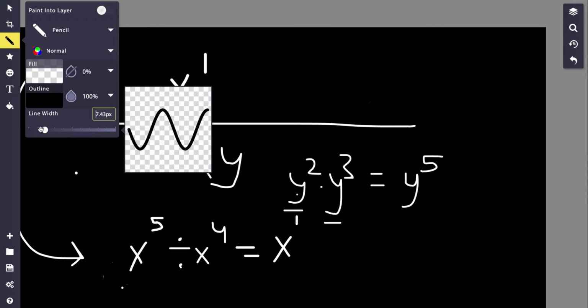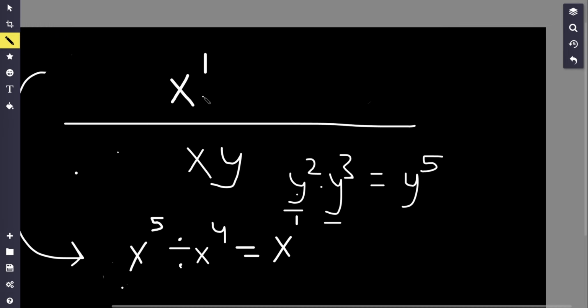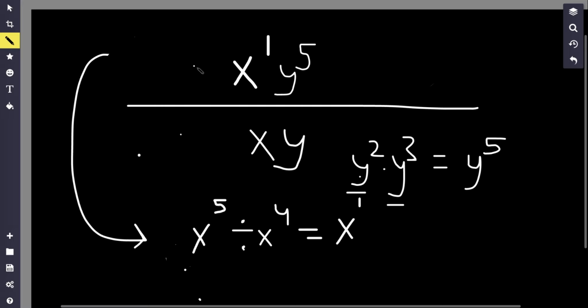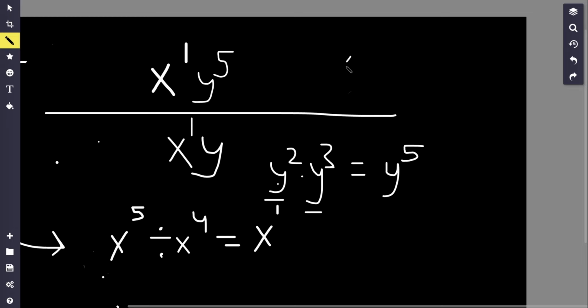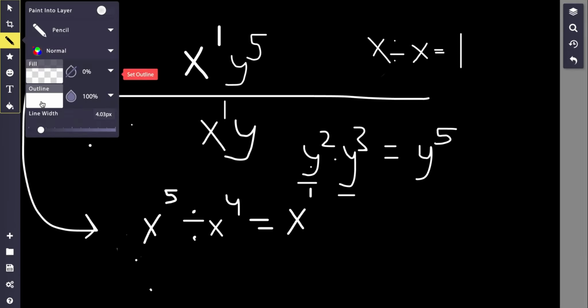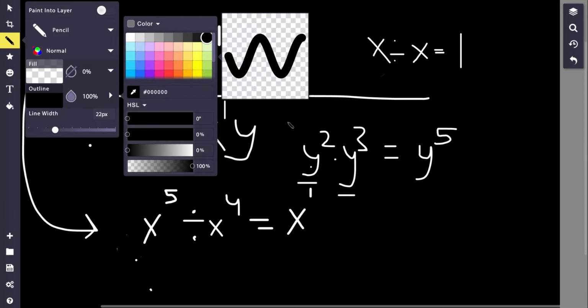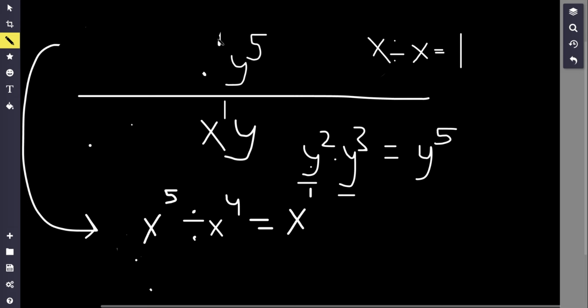And finally, what you do is you use the quotient rule for this numerator and this denominator. X to the 1st power divided by x to the 1st power. Well, that cancels out because anything divided by itself is equal to 1 except for 0. So, yep. We can cancel this out. Cancel all of this out.